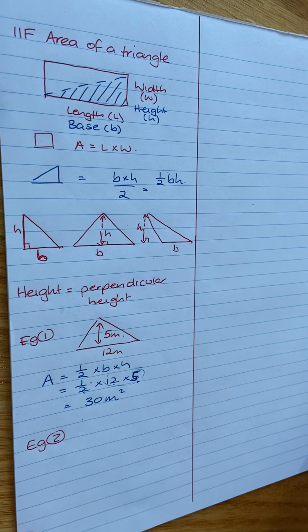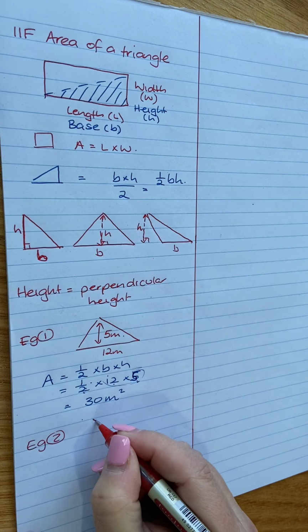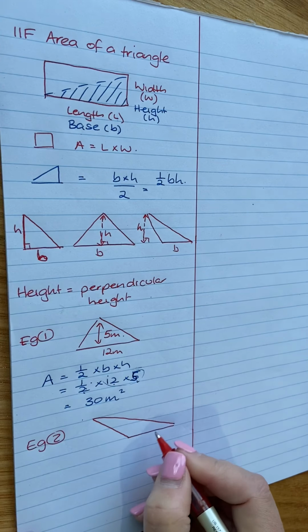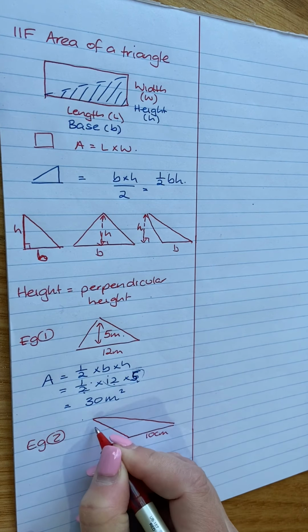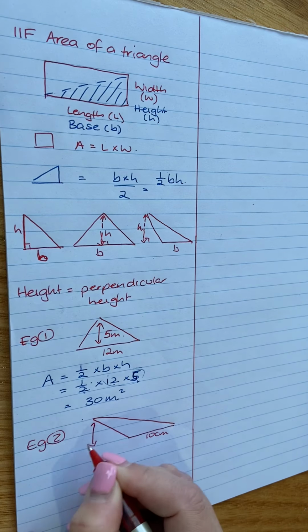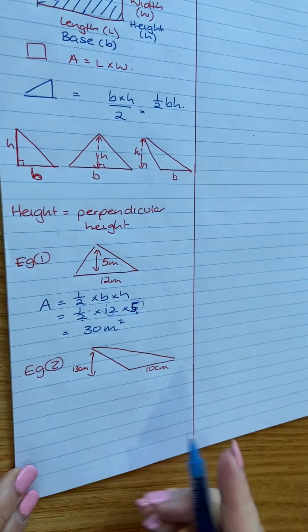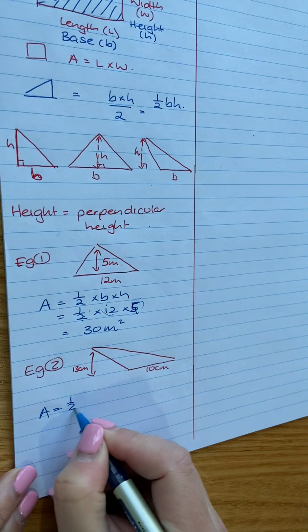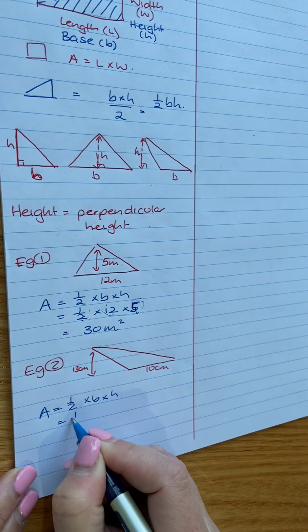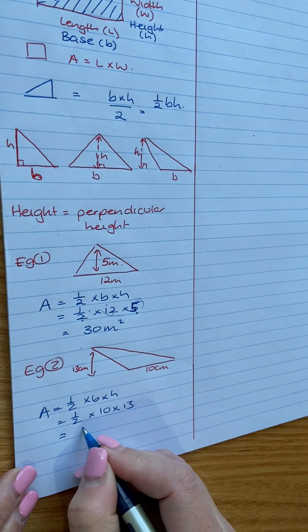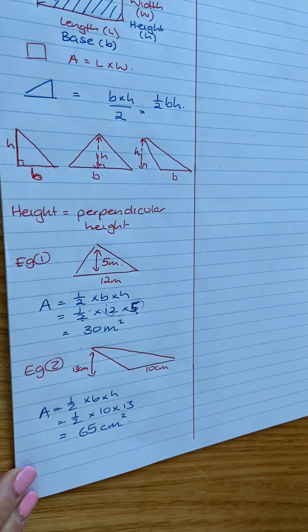All right, let's have a look at a second example. I'm going to draw a bit of a weird triangle like this. And I'm going to tell you that this is 10 centimeters. And this one here is 13 centimeters. Again, copy this down, but if you need a bit more time, just slow the video. Area equals half times base times height, which is half times 10 times 13. Half of 10 is 5 times 13 is 65 centimeters squared, because squared's our unit for area.